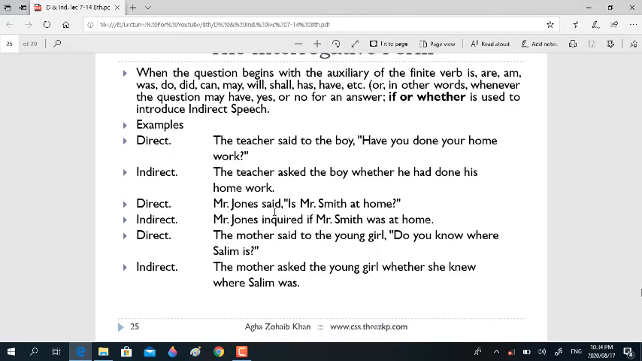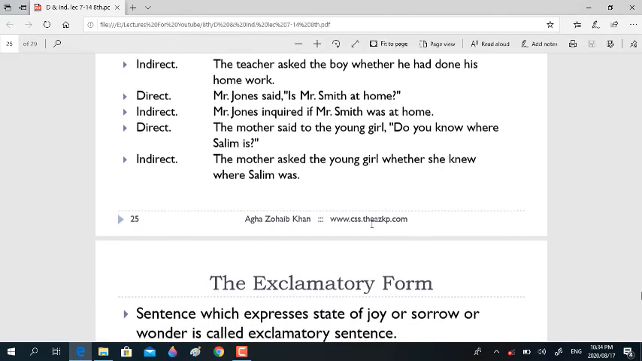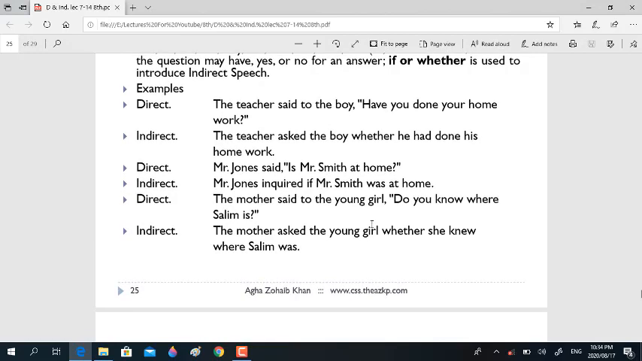Mr. George said, is Mr. Smith at home? Mr. John inquired if Mr. Smith was at home. Simple, right? Okay, let's have a check. I think you have understood about this.